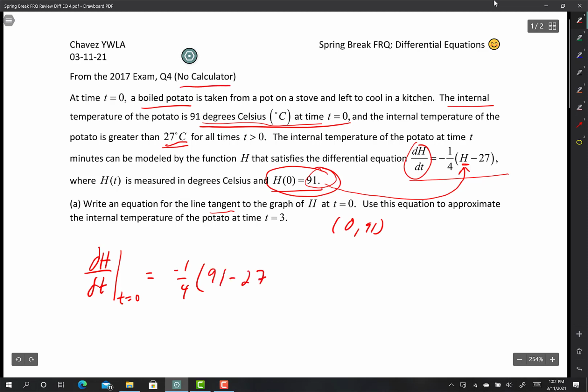And this is a no calculator question, guys. Let's see what this is. Negative 1/4. If you don't feel comfortable, you can actually leave it like that. But I think we can do it. 91 minus 27 is 64. I want to say 4 goes into 64. 4 times 15 is 60, so 4 times 16 must be 64. So negative 16, because that's 64 divided by 4.